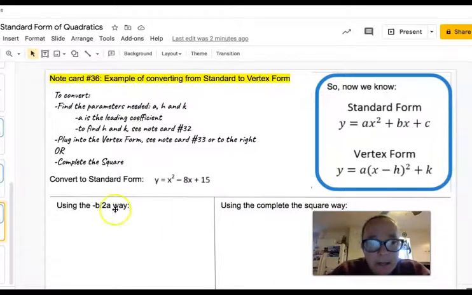So, anyway, I referred you to which note card you need to go to for the first way, or you can just complete the square. I'm going to go over both ways. So go ahead and pause me, get all of this written down that you can, and you probably are going to need to go to the back of your note card to actually do the math, okay? Because this is other stuff that I want you to have on it.